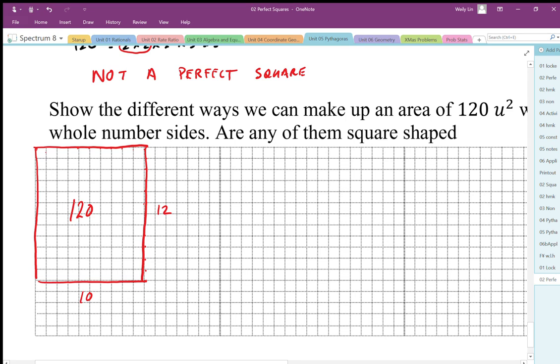The next one that we could maybe do is 8 times 15. If I do 8 by 15, 5, 10, 15, clearly that is not a perfect square shape.